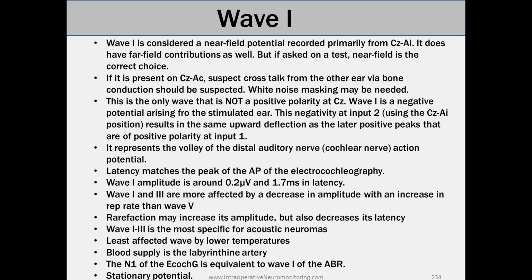Rarefaction may increase its amplitude, but also decrease its latency. Wave 1 to 3 is the most specific for acoustic neuromas. It's the least affected wave by lower temperatures. Blood supply, so I think I might have said that wrong before. This one is actually the least affected by lower temperatures, most likely because it's near field. Blood supply is the labyrinthine artery. The N1 of the electrocochleography is equivalent to wave 1 of the ABR, and this is a stationary potential.